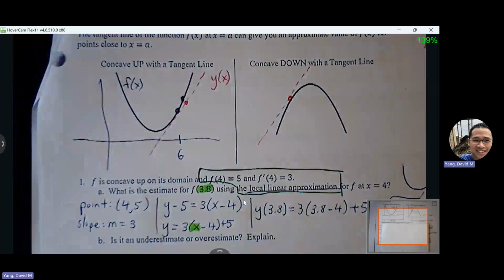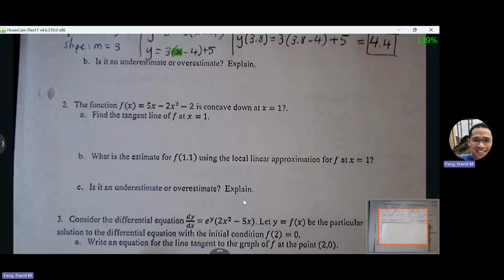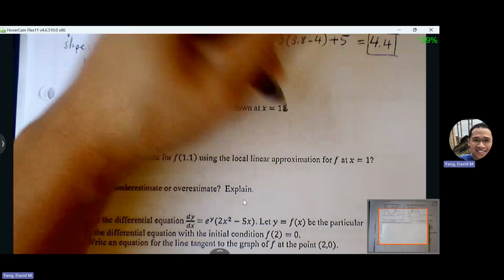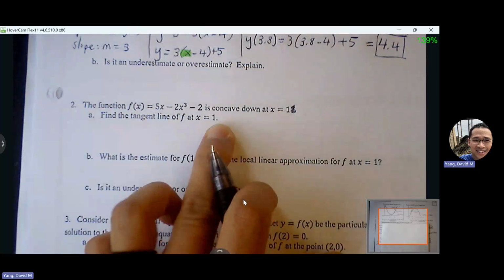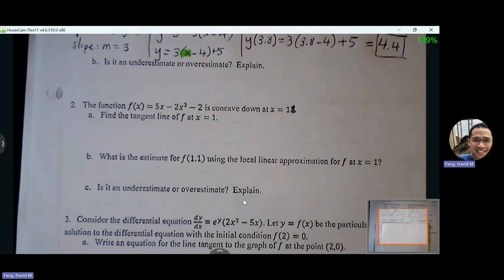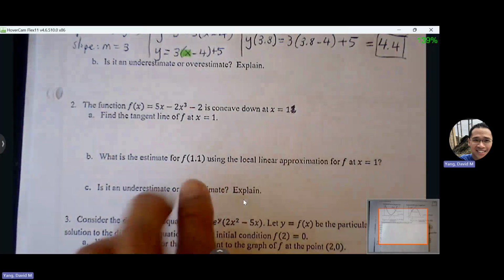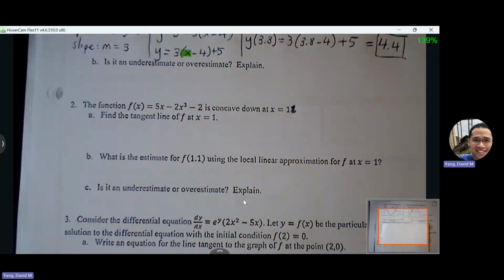All right, here's number 2. The function f of x is concave down at x equals 1. Sorry, it's not a question mark here. That should be a statement there. Find the tangent line at x equals 1. So, okay, try that. Find your ordered pair. Find your slope from your derivative. Point slope form. And once you have your tangent line equation, then we can worry about the 1.1.